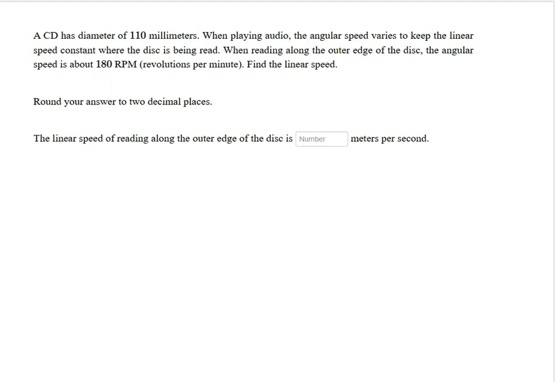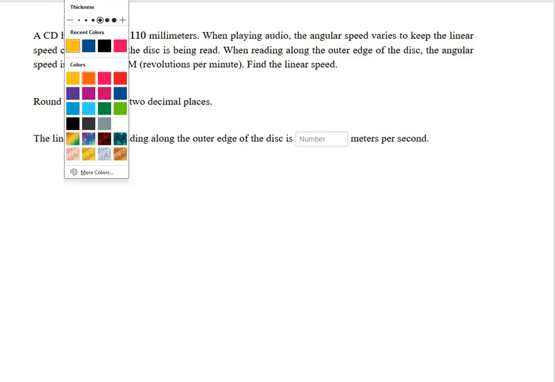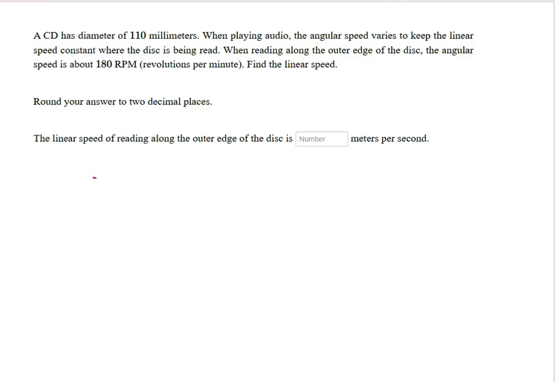Okay, you have a CD that has a diameter that is 110 millimeters. Well, if the diameter is 110 millimeters, for our formula we're going to need the radius, which is that distance there, and that would be half of the 110, so that would be 55 millimeters.